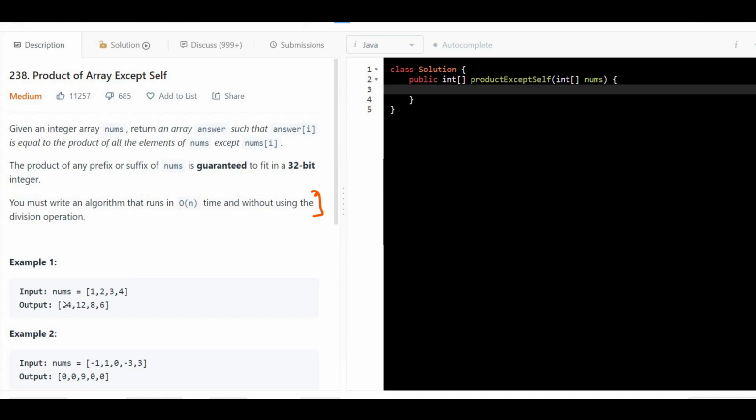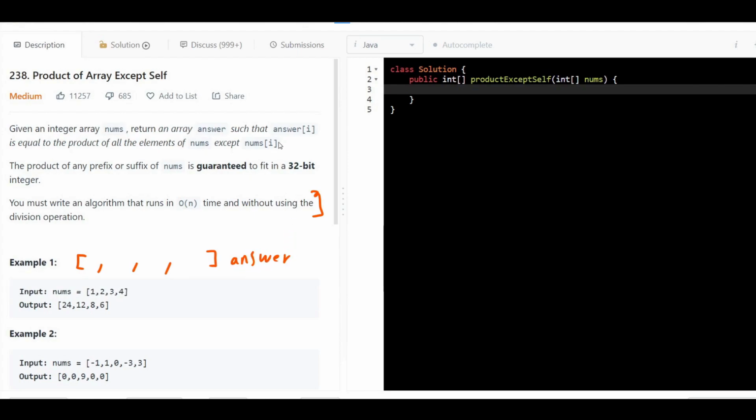So for instance, we have array nums, and this array contains the elements 1, 2, 3, and 4. As you can see, we have the output array, which is the answer array, and it's containing the elements 24, 12, 8, 6. So how did they get these values? Let's have an empty array, and we will fill it out together to see how they got the output array. And this array right here is called the answer array.